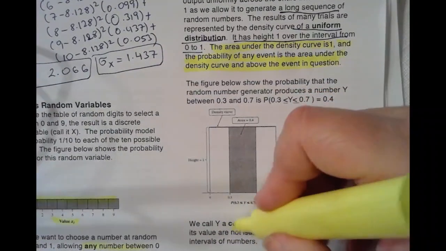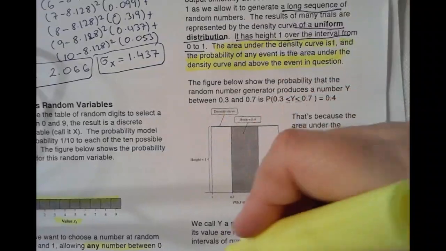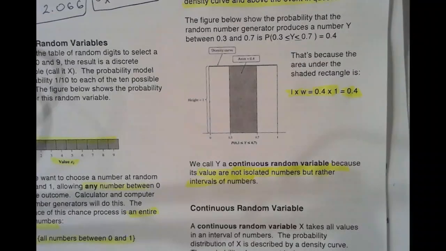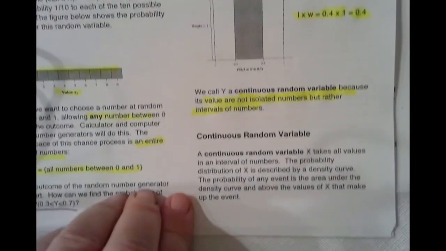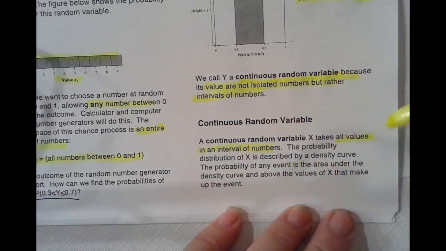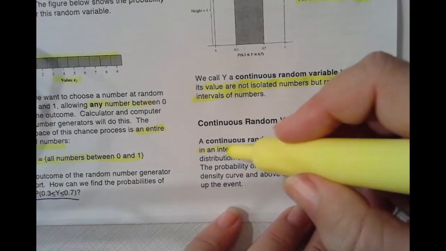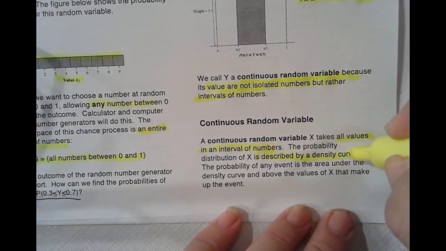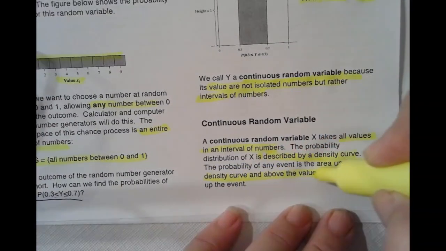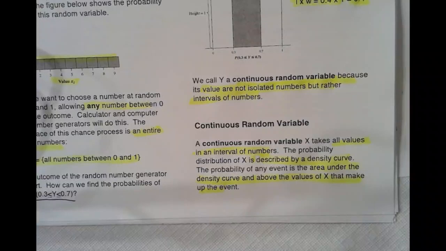We call y a continuous random variable because its values are not isolated numbers, but intervals of numbers. There are infinitely many possible numbers that we can use. So a continuous random variable takes all values in an interval of numbers. The probability distribution is described by a density curve, and the probability of any event is the area under the density curve and above the values of x that mark that event. So this is your definition.